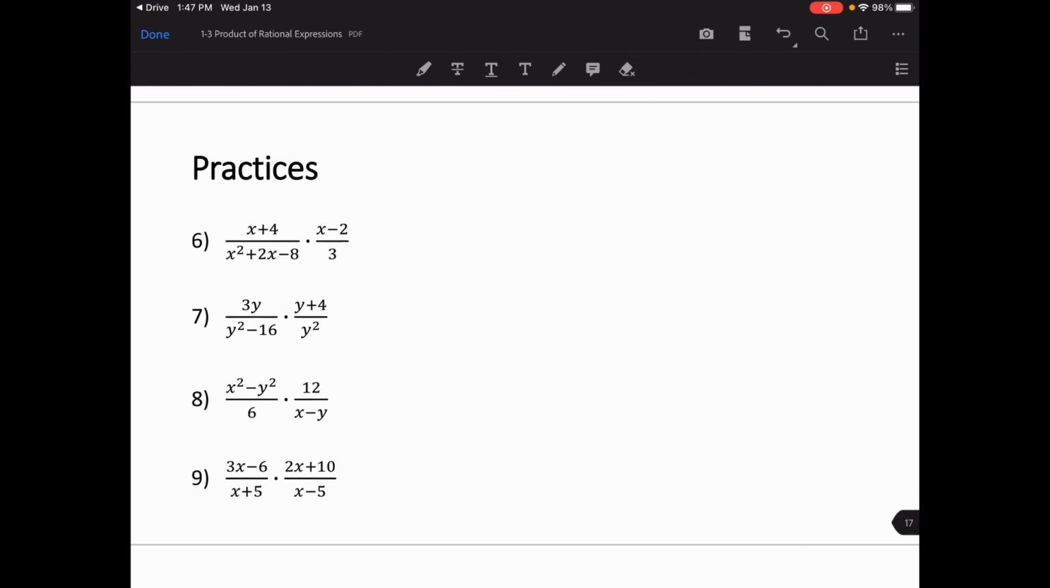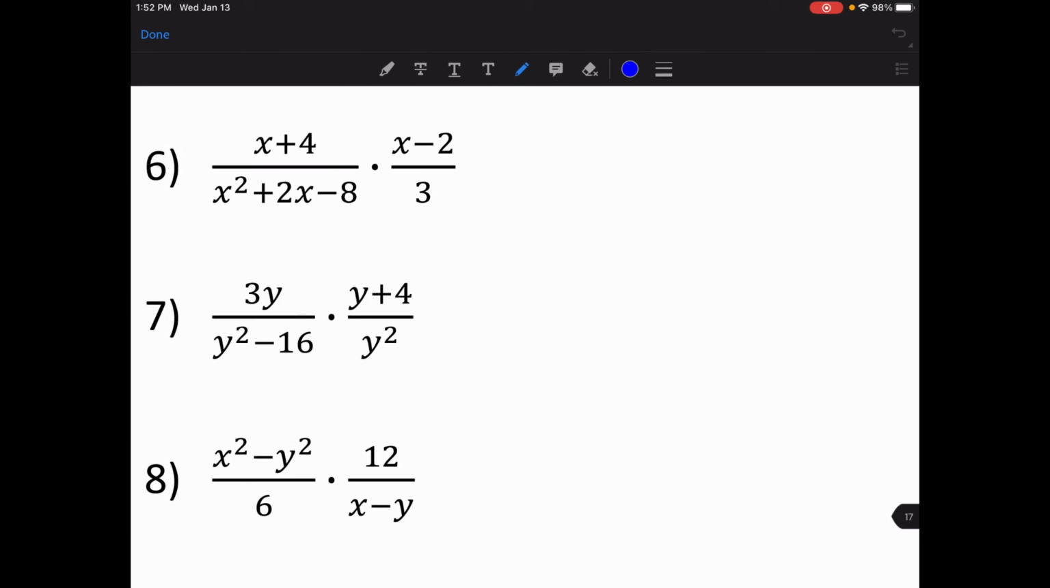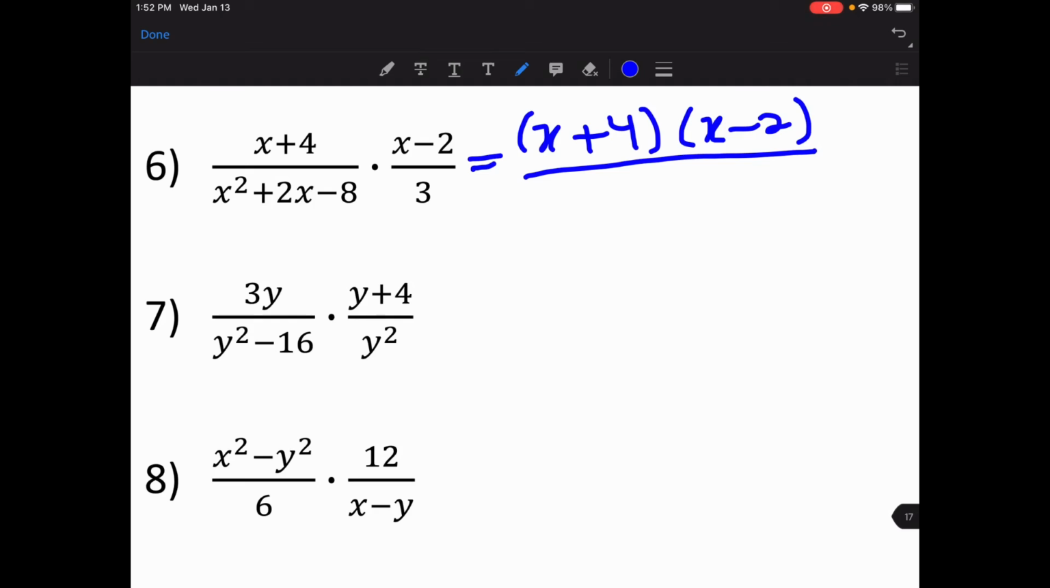Right, so here is your next practice problem. Number 6, I have x plus 4 over x squared plus 2x minus 8 times x minus 2 over 3. So we're going to multiply across, and I get x plus 4 times x minus 2. And then in my denominator, I'm going to go ahead and factor this out. I have x squared plus 2x minus 8. So we're going to do our X factor. My number here is negative 8. And then here is 2. One number, or when I multiply, I get 8. I can do 1 times 8. I can do 2 times 4.